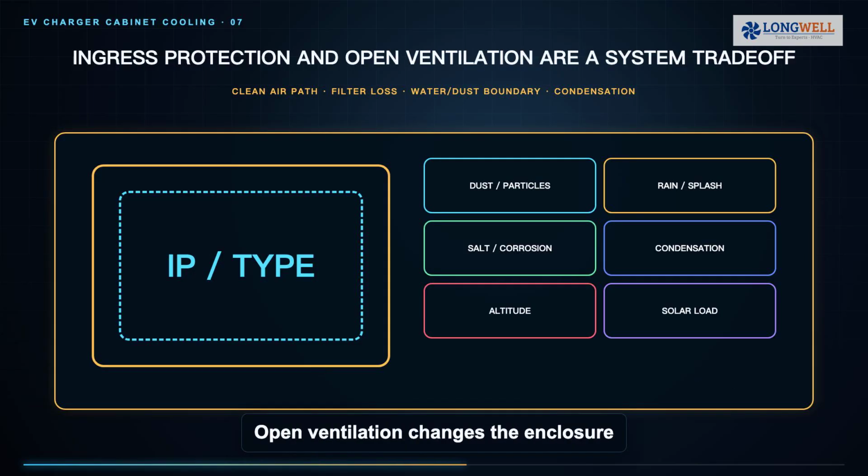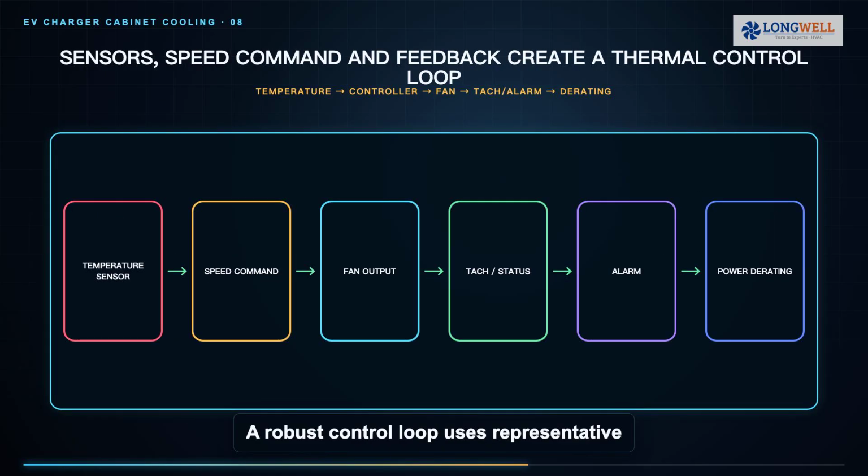Open ventilation changes the enclosure boundary. A filter adds pressure loss and requires maintenance. Adding an opening or changing a filter can alter the system-level protection result, so use the charger's exact enclosure certification and installation manual. A robust control loop uses representative temperature sensors, a speed command, fan status or tach feedback, alarms, and safe power derating or shutdown. One convenient sensor cannot stand in for the cabinet's hottest component.